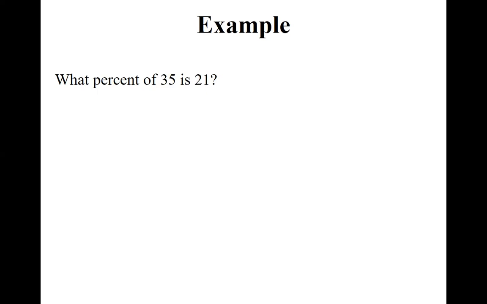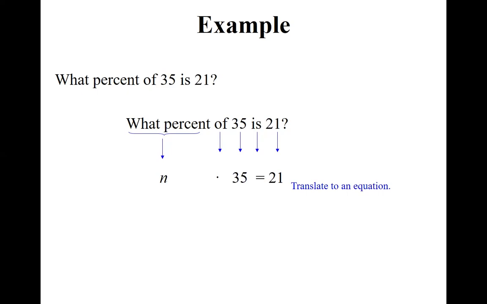What percent of 35 is 21? Translate. What percent is our unknown. It's our n. Of is multiplication. 35 is 35. Is equals. 21 is 21. n times 35 equals 21. To get the n by itself, we have to divide both sides by 35. We get 21 over 35, which is 0.6.